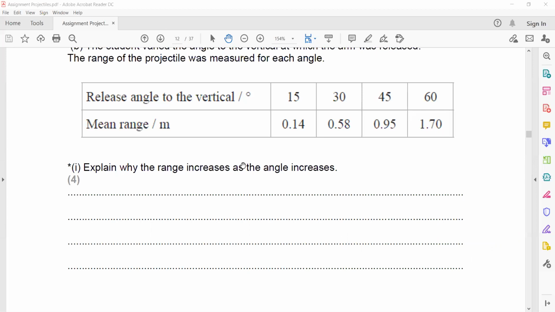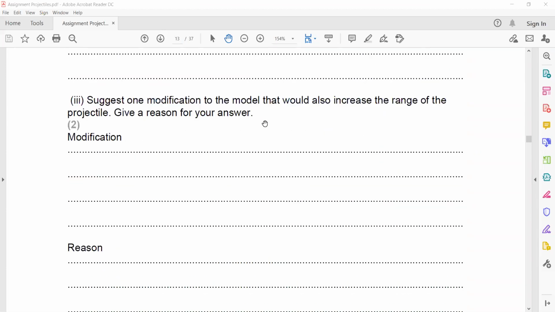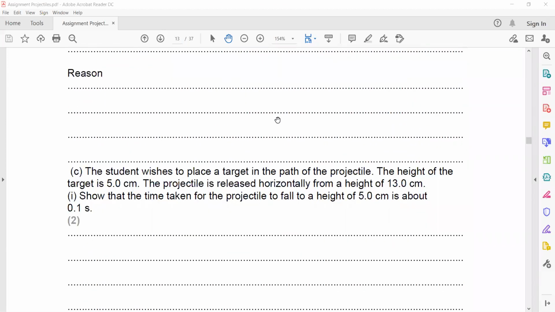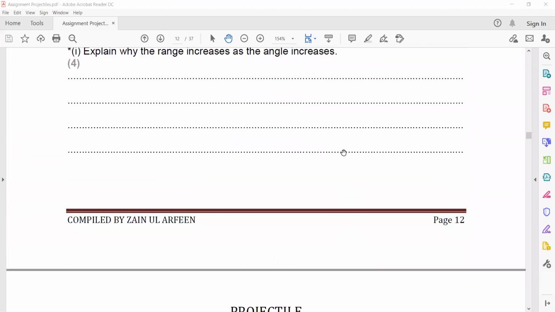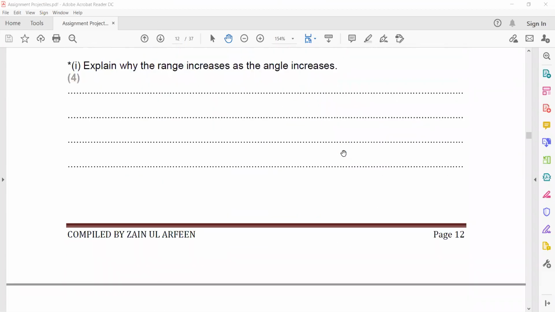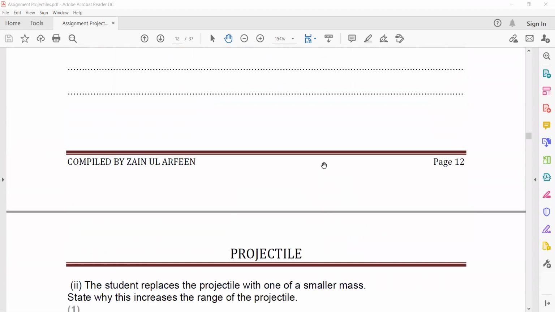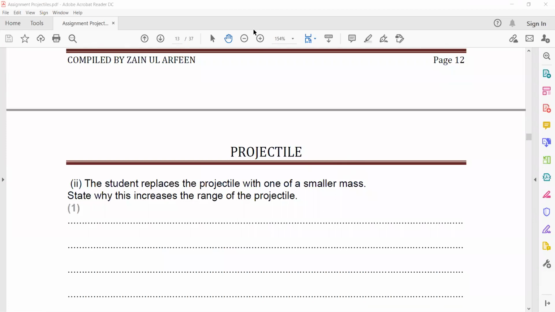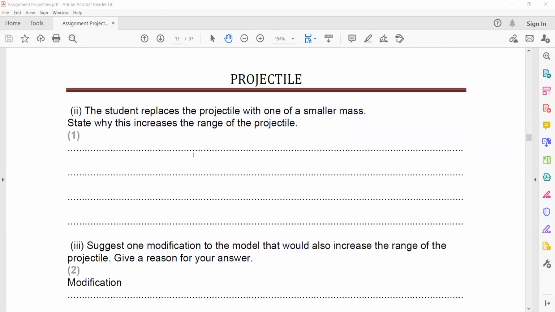Then page 13, part B. A student replaces a projectile with a smaller mass. State why it increases the range. So what will happen? In both cases, when the launching angle is the same, it will have the same kinetic energy, not the same initial speed, the same kinetic energy.